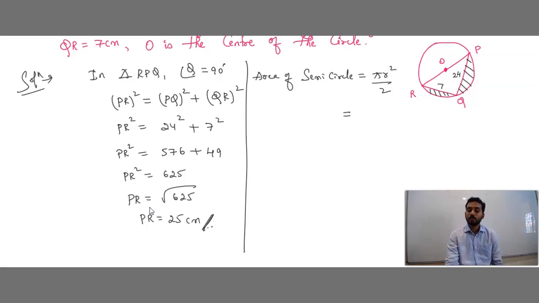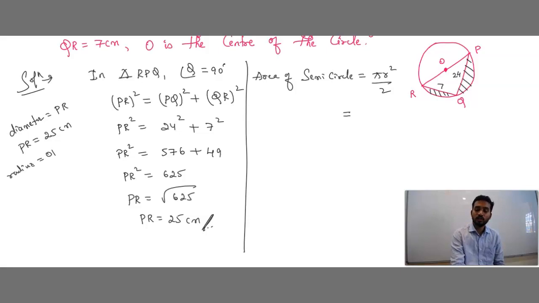Now what is PR? PR is the diameter of the circle. Correct? So what is the value of PR we got? 25 centimeters. If PR is 25, then what is the radius of the circle? We can take OP or OR, that is half of 25, that is 25 by 2, which is 12.5 centimeters. If you want, you can write 25 by 2 also. If not, you can write 12.5.